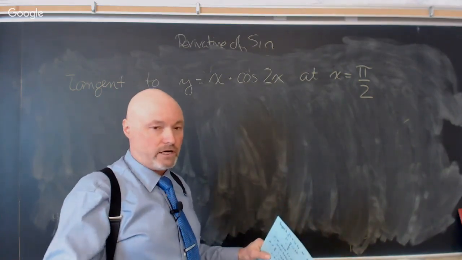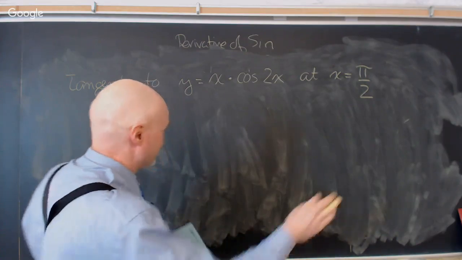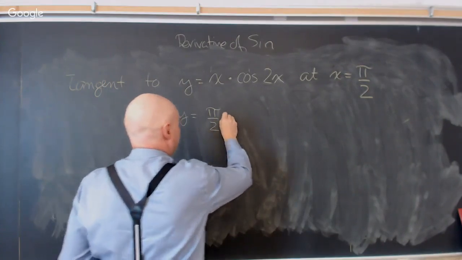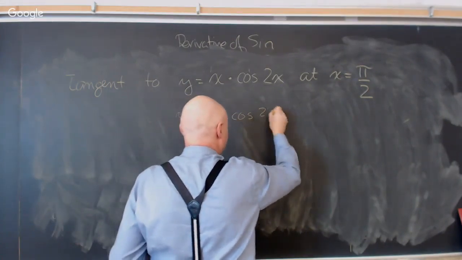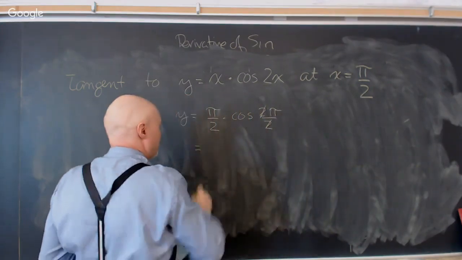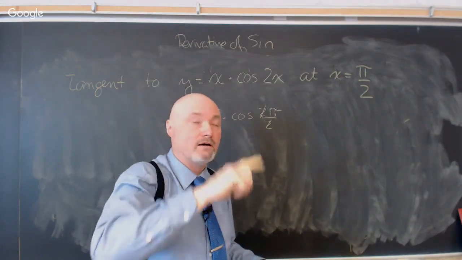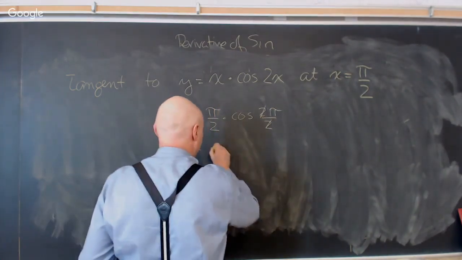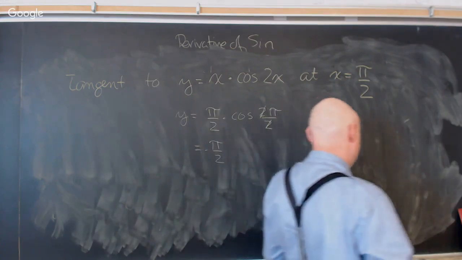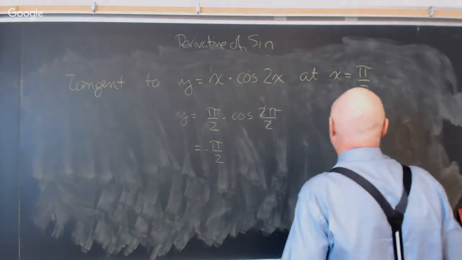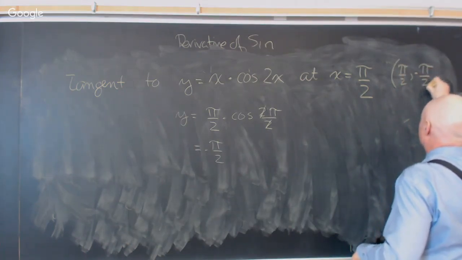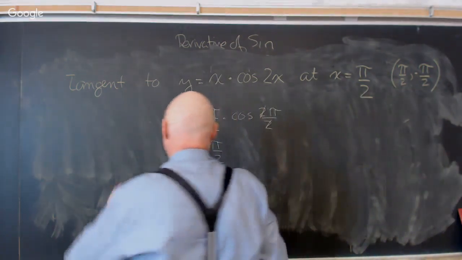To find the y coordinate, we're just going to sub in the x here. So y equals pi over 2, because x is pi over 2, times cosine of 2 times pi over 2, which mercifully just turns into pi. What is the cosine of pi? It's negative 1. So this is really just negative pi over 2. Okay, good. I know my x, I know my y. So this is going to happen at pi over 2, negative pi over 2. That's where my tangent's going to touch this.